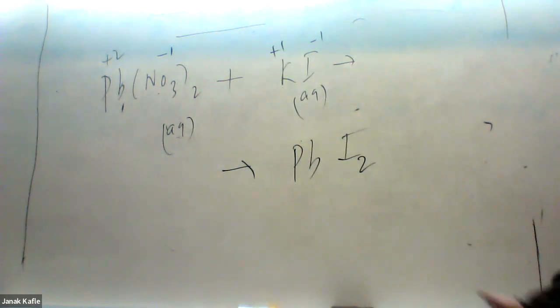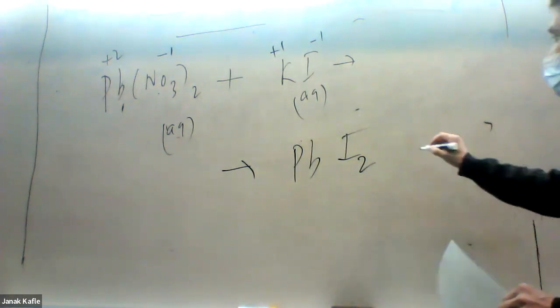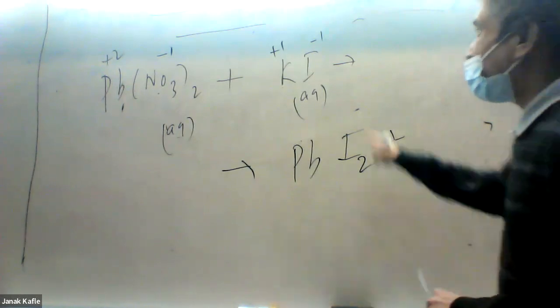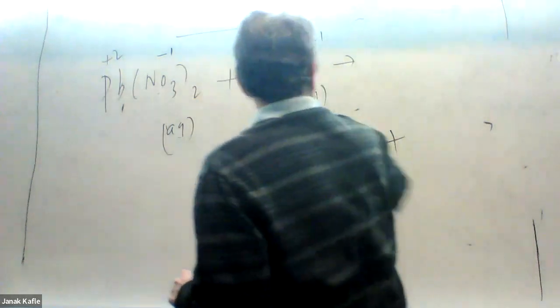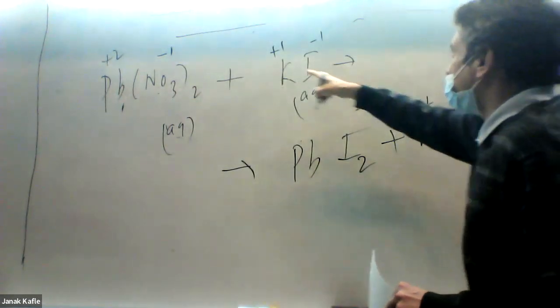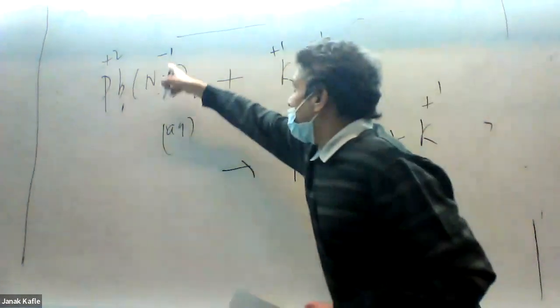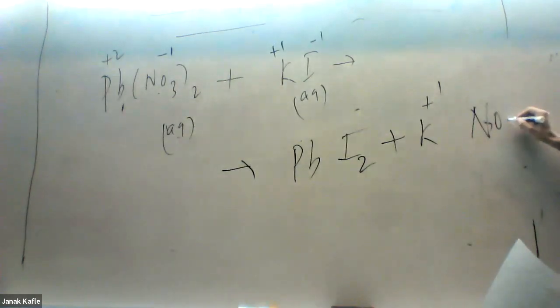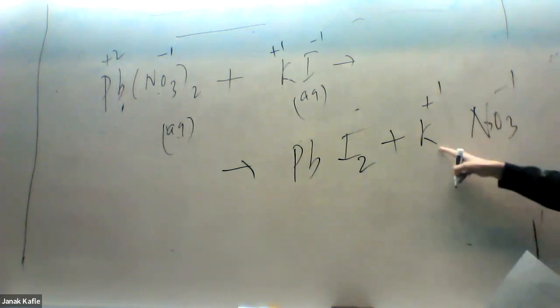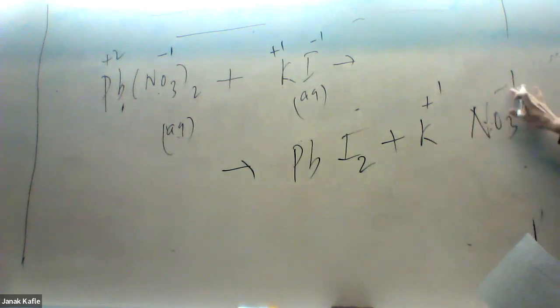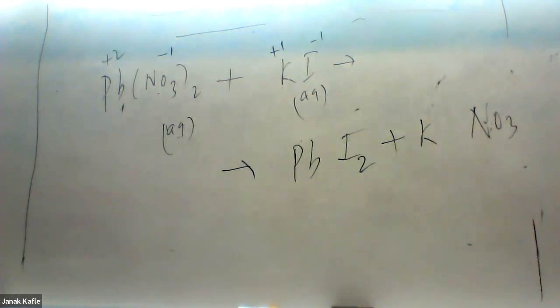Everyone got that? How I'm just building the equation? Yeah. Now like that. So another one is potassium is going to sit with the NO3. So K is +1 here, and NO3 is -1 there. So 1 comes here, 1 comes here, so I don't have to write the 1. So KNO3 basically like that.